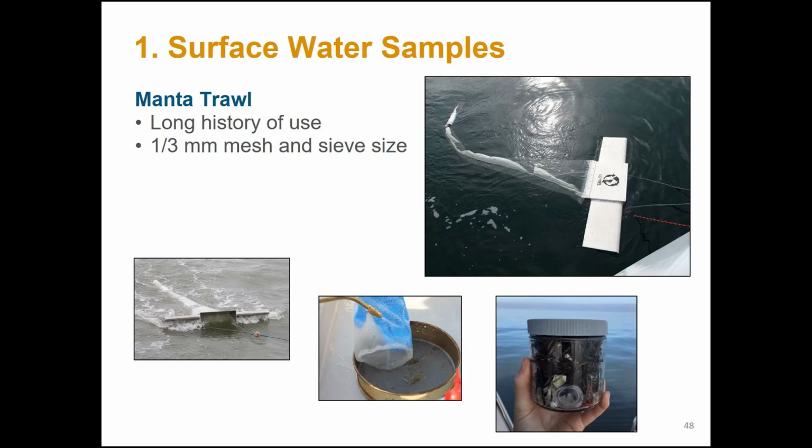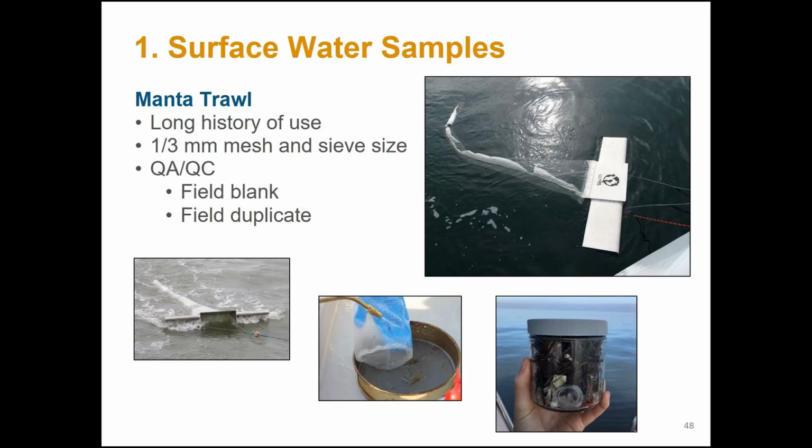For our surface water samples, we used a manta trawl, which has a long history of use, which allowed us to compare our study results with other published studies. The manta trawl looks kind of like a manta ray, where it has an open mouth and it kind of skims the surface and collects particles that are floating on the water surface. And the net and the sieve size that we used was 1/3 of a millimeter. And so you can see in the photo that we rinsed all of the particles that were caught in the net into the end of the net, and then rinsed this into a sieve, and then ultimately put that into a sample jar.